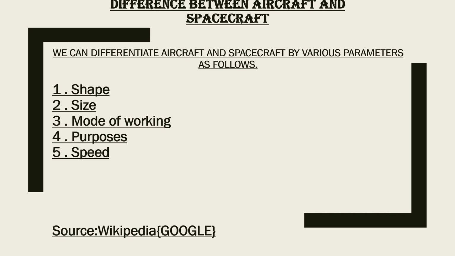Speed varies in aircraft and spacecraft. Speed is higher in spacecraft as compared to aircraft. So by these five points we can differentiate aircraft and spacecraft.